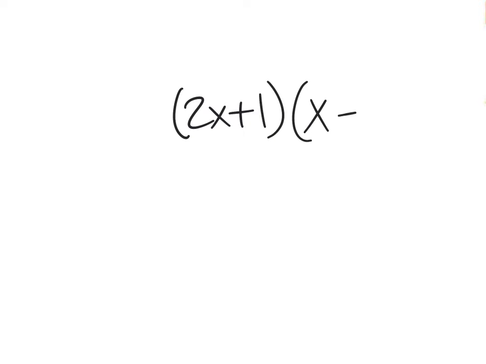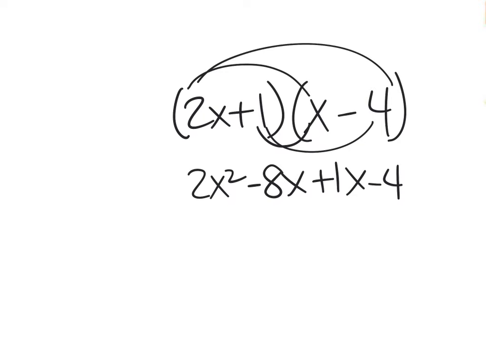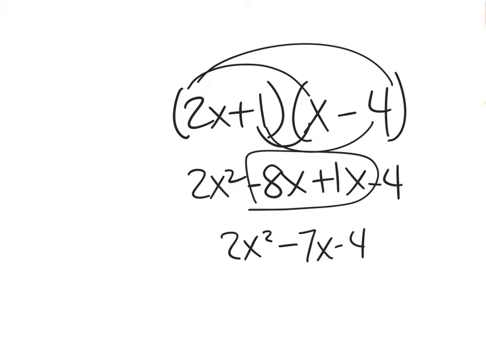Do you remember how we multiplied binomials? Like maybe we did 2x plus 1 times x minus 4. We distribute it. So 2x times x is 2x squared. 2x times negative 4 is negative 8x. Then we did this, and then we would combine the middle two. If you weren't here last time, it's just a quick refresh.